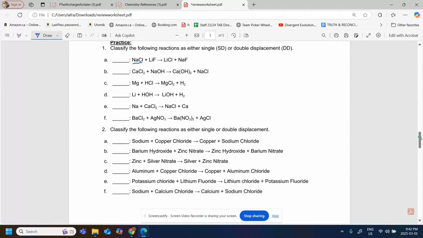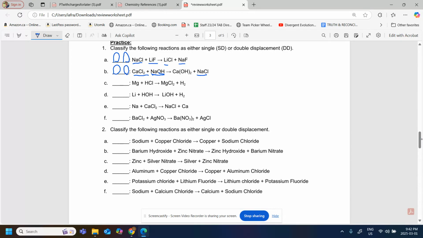You can see here you have two compounds, and they've switched partners. The Li is with Cl now, the Na is with F now, so that's a double displacement, DD. Here again, two compounds, and they've swapped partners. Calcium is with OH now, sodium is with Cl now, so they switched partners, so once again a double displacement.